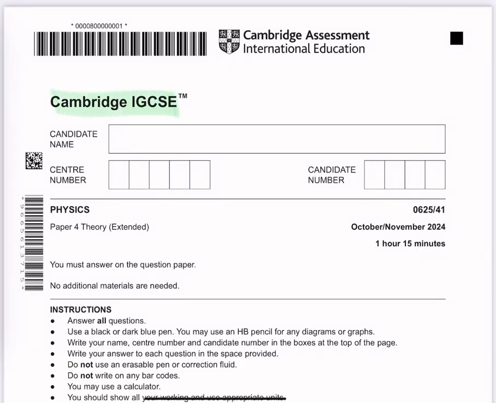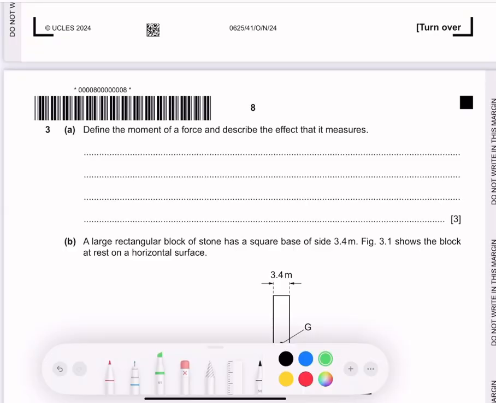Cambridge IGCSE 0625 October-November 2024 Paper 41. Question 3 Part A. Define the moment of a force and describe the effect that it measures.